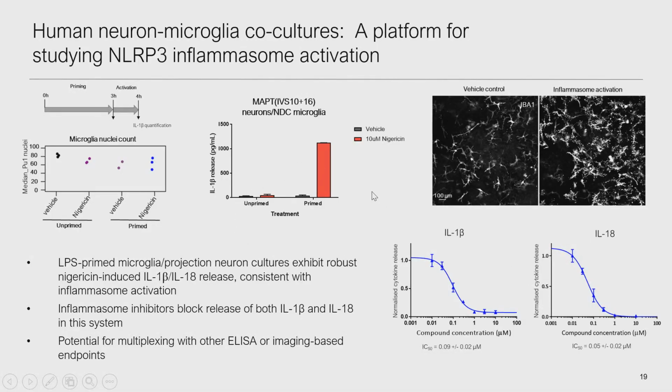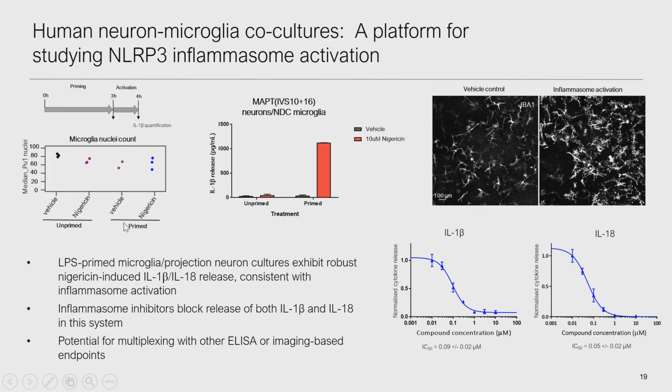So we've demonstrated that in the co-cultures that see both priming and activation signals, we see a really robust increase in IL-1 beta release, and that you need both the priming and the activation signals to see this. The system is very reliable, very reproducible, to the point that we can generate dose response curves for both IL-1 beta and IL-18. I think, as you'd expect, most of the compounds that we've tested, the IC50s for IL-1 beta and IL-18 align pretty well.